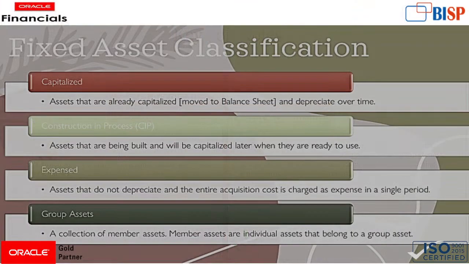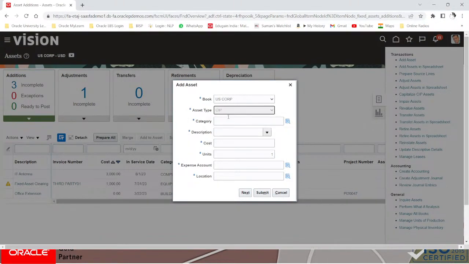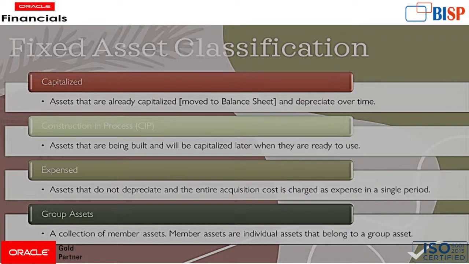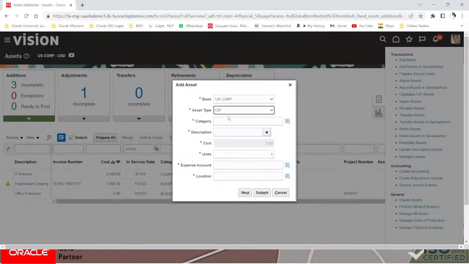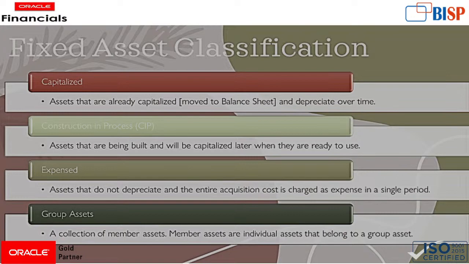So let us move to the PPT again. Fixed asset classifications. You have seen the capitalized asset, right? Capitalized assets are already capitalized and moved to the balance sheet and depreciate over time. CIP assets are being built and will be capitalized later when they are ready to use. That is construction in process. And for the expensed asset type, the asset does not depreciate and the entered acquisition cost is charged as an expense in a single period.